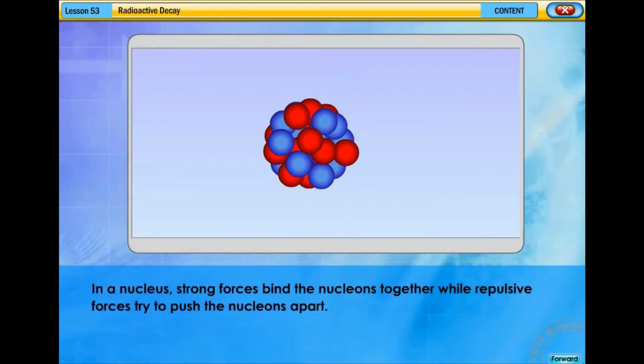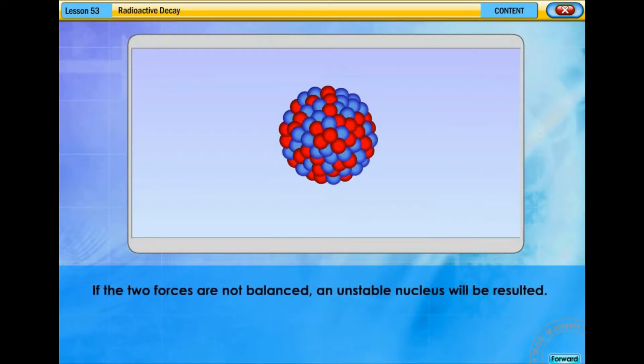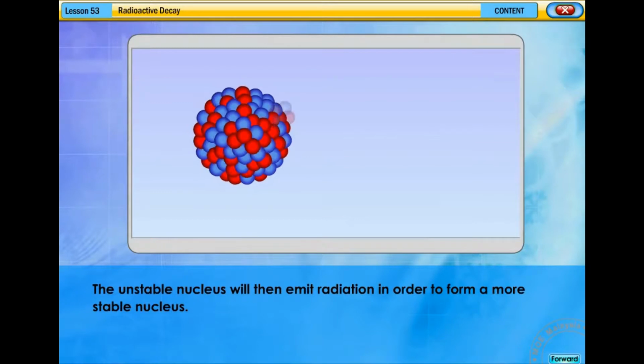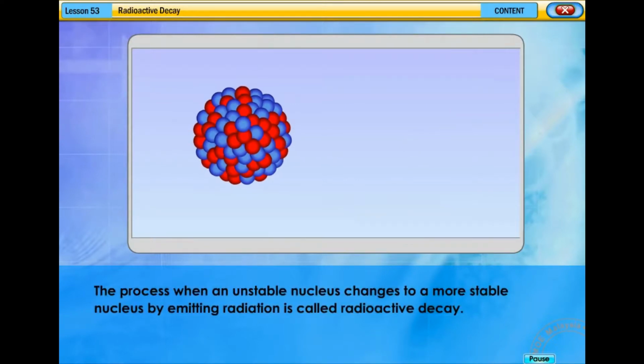In a nucleus, strong forces bind the nucleons together while repulsive forces try to push the nucleons apart. If the two forces are not balanced, an unstable nucleus will result. The unstable nucleus will then emit radiation in order to form a more stable nucleus. The process when an unstable nucleus changes to a more stable nucleus by emitting radiation is called radioactive decay.